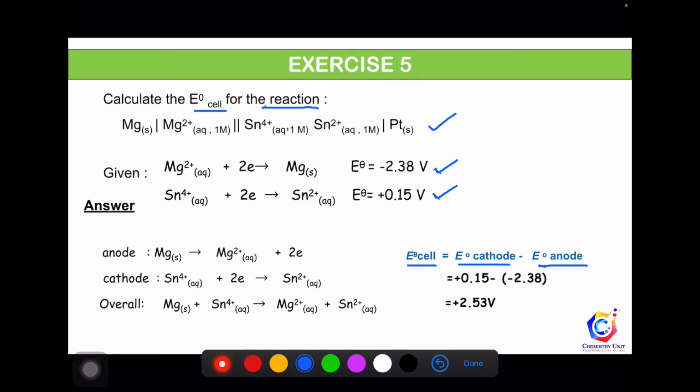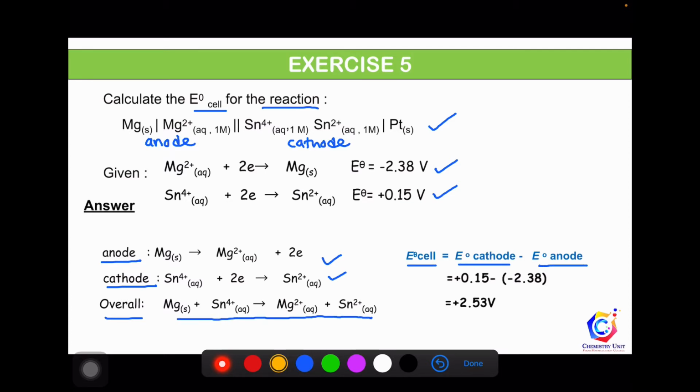From the cell notation, you will be able to identify that magnesium converted to magnesium 2 plus is occurring at the anode and Sn4 plus converted to Sn2 plus is occurring at the cathode. Now write out the half reactions for anode and cathode as shown, as well as the overall balanced chemical equation.